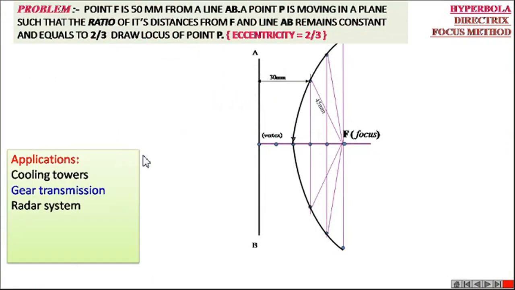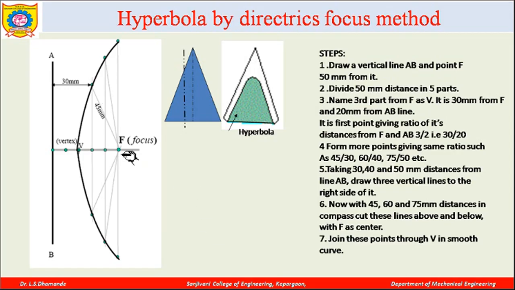Generally this kind of curve is used in applications like cooling towers, also it is used in gear transmissions and also in radar systems. So let us understand first of all how to draw this using the directrix and focus method. Generally we should know the eccentricity which is given to us. Now suppose you have been given the eccentricity as 3 by 2, and with this eccentricity you have to draw the hyperbola.